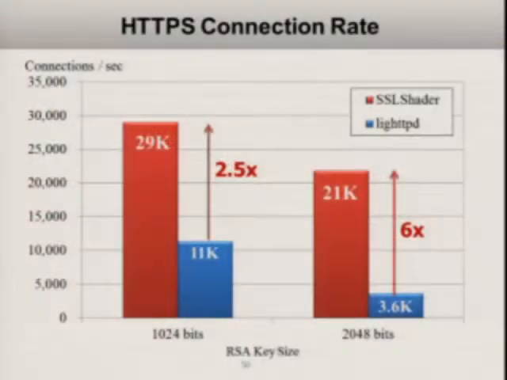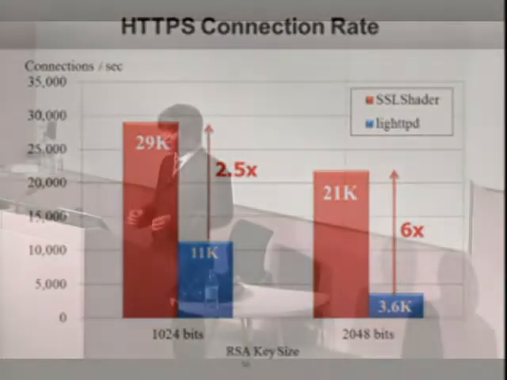Next, we look at the response time distribution by varying the load. The purpose of this test is to look at how opportunistic offloading works. And finally, we look at the data transfer rate at various content sizes. So first is HTTPS connection handling performance. We use small static contents for these experiments, as I mentioned earlier.